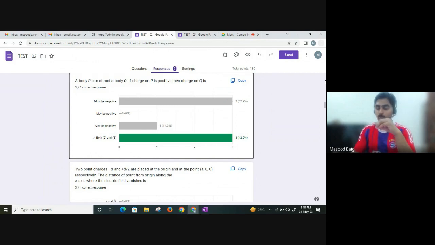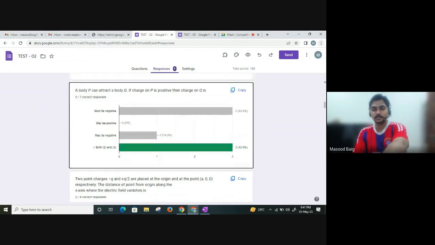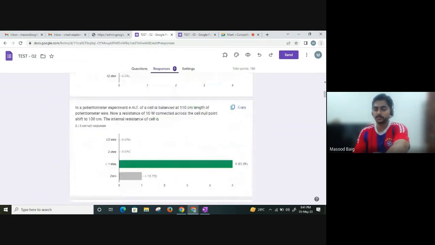So the charge Q can be positive, it can be negative, it may also be uncharged. A charged object can attract an uncharged object also. If two point like charges are there, then only they will repel. But if the charges are not both points, there may be a possibility that they attract also. So what can be charge Q? If P is a positive charge and P is attracting Q, Q can either be positive, negative, or an uncharged object also.